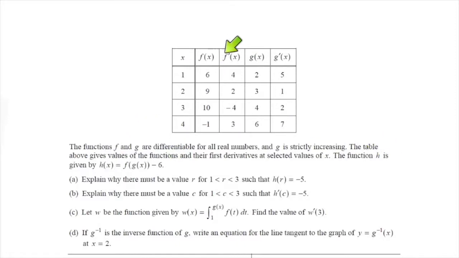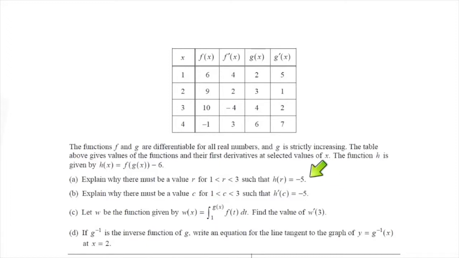Alright, so we've got f, f prime, g, g prime, and these are x values. So if we were looking for f prime of 2, we would get 2. F prime of 3, we would get -4. Alright, let's see what this first question says. Explain why there must be a value r, for r greater than 1 and less than 3, so that's between 1 and 3, such that h of r equals -5.